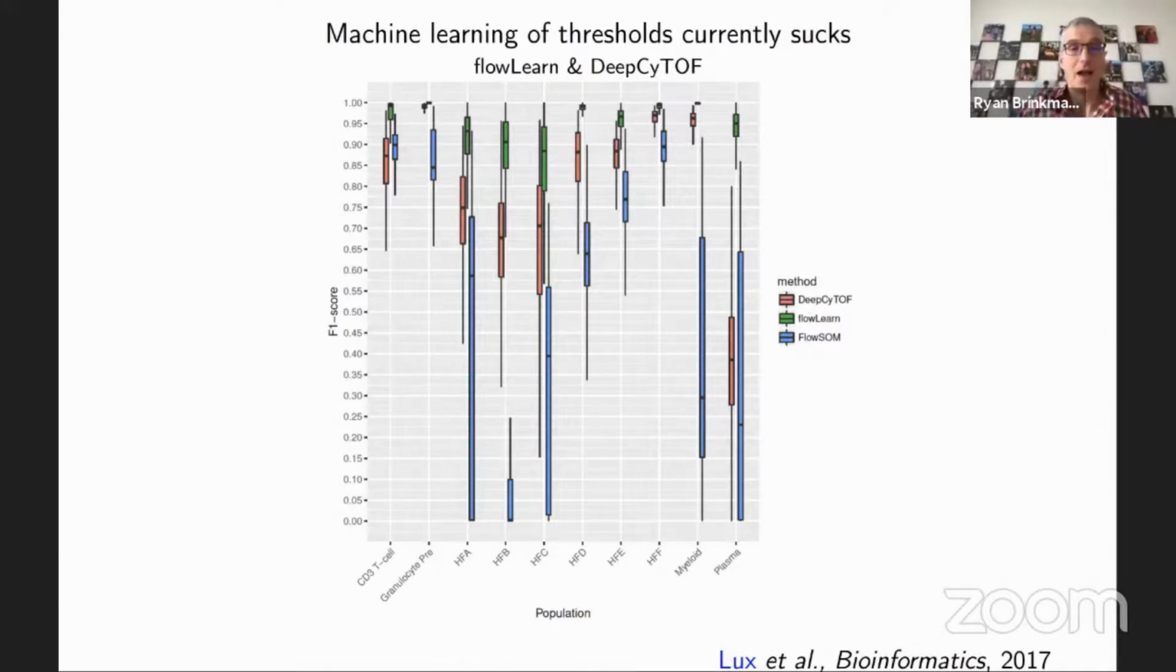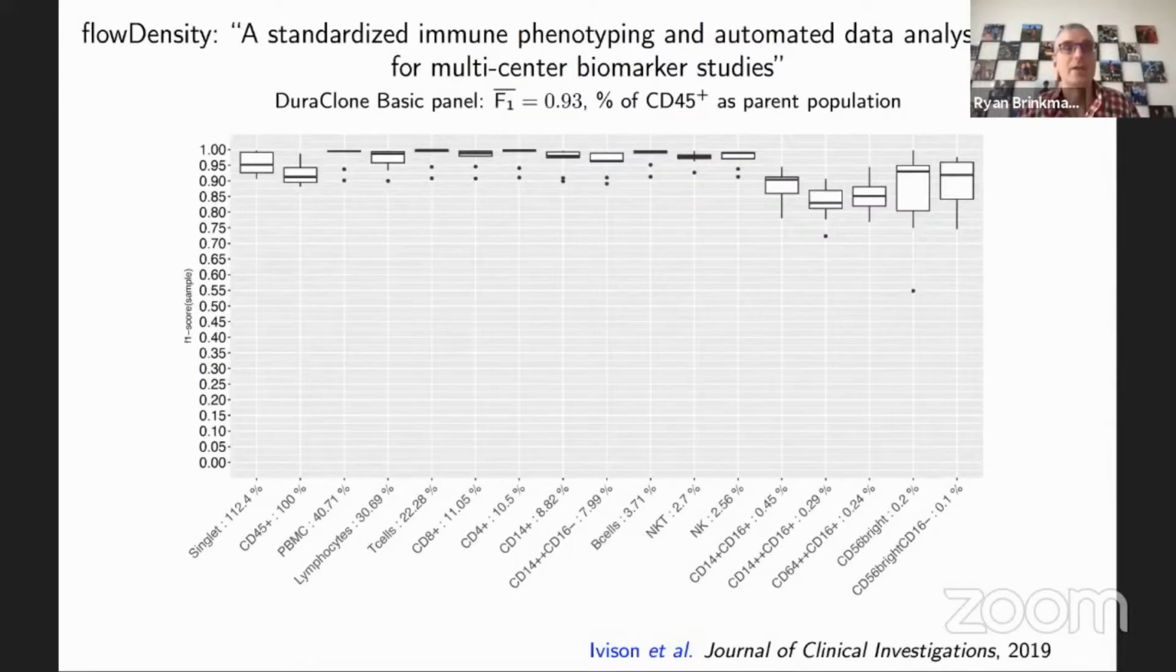There's hope. Something that does work is an algorithm called FlowDensity that came out of my lab. This is a supervised method. And so the performance here you can see across a large number of different populations. Again, we're looking at the F1 score, including very small ones on the bottom right, is as good as it's ever going to get, where we're comparing to manual analysis. And some of the places you see in this graph where the performance isn't at 99%, that's because there's variation and subjectivity in the manual analysis that is impossible to meet.